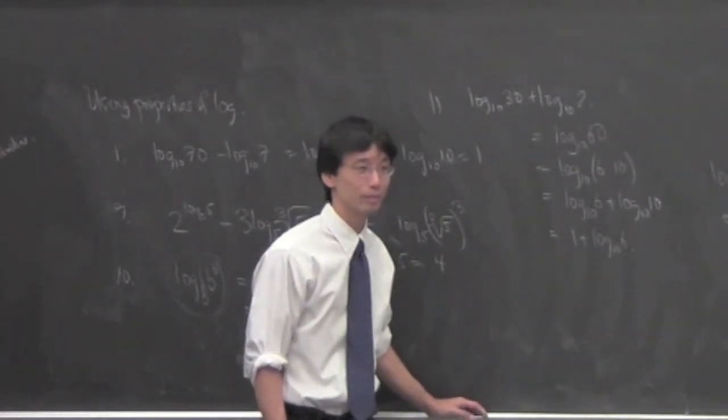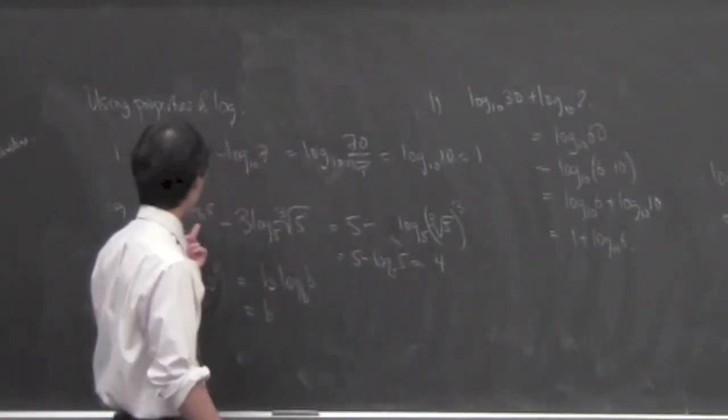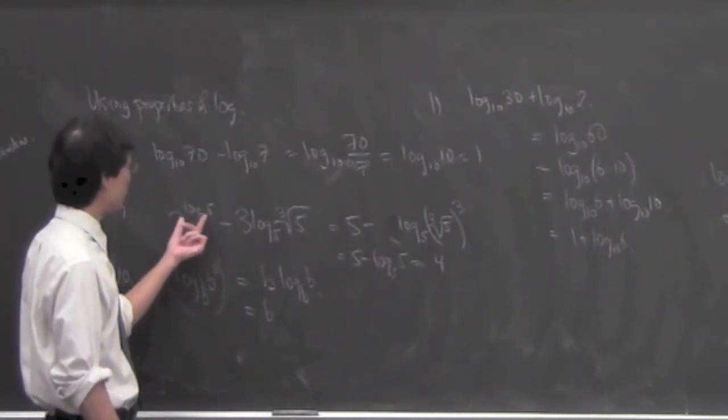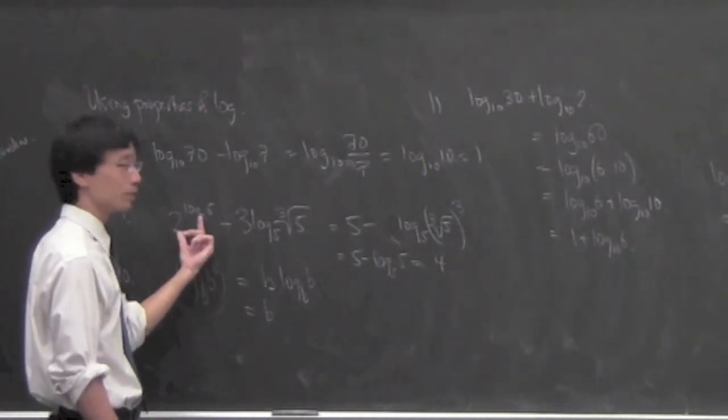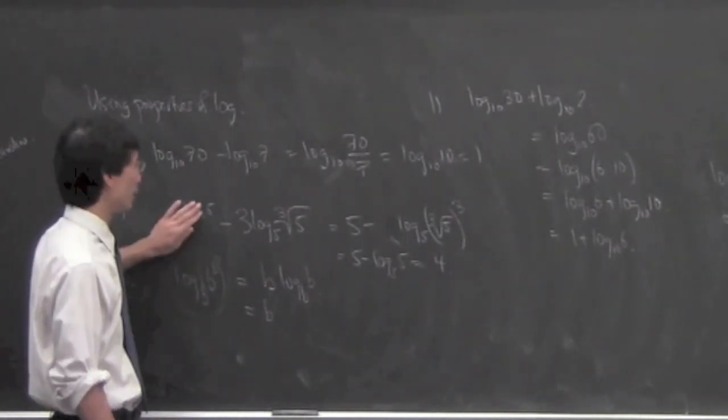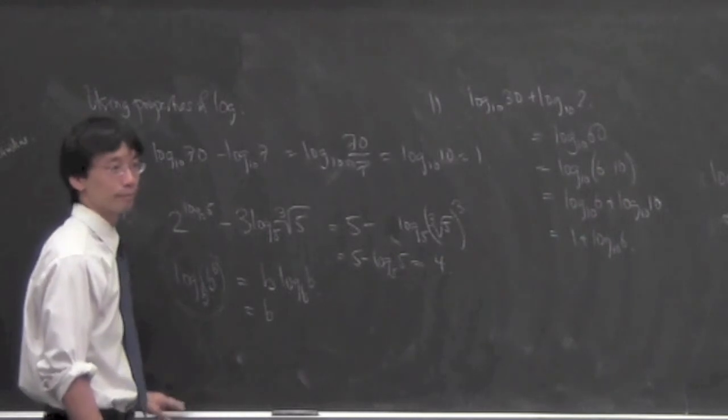How did we get that 5? Remember, 2 to the x and log base 2 are inverse functions. So they cancel each other out, you get 5. Got it.